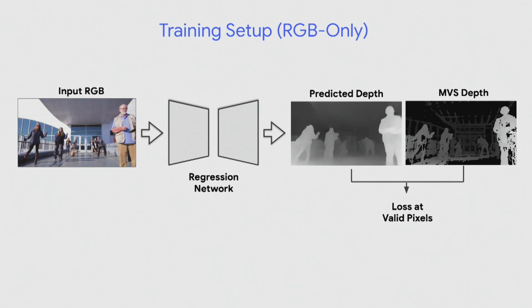So multi-view stereo doesn't work all the time. It gives you data at a lot of pixels, but not all of them. But it's actually fine, because the network, due to the properties of convolutional neural networks, doesn't really care. If you apply the loss at just the valid pixels, you'll still get a network that produces a full dense output like this.